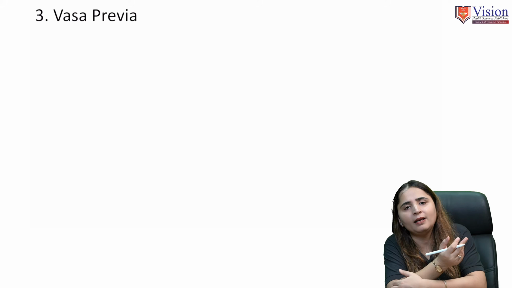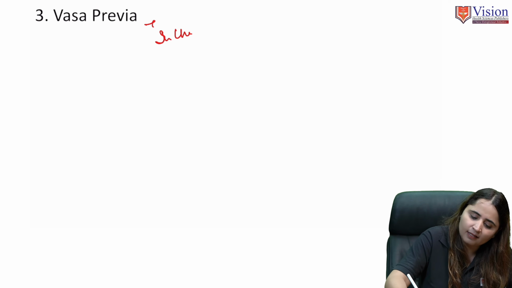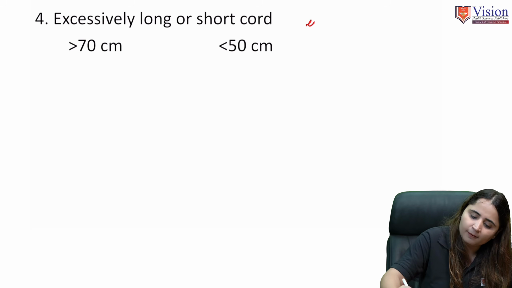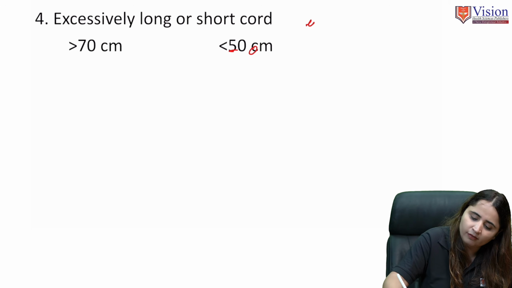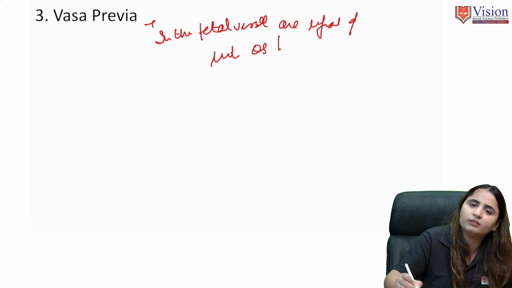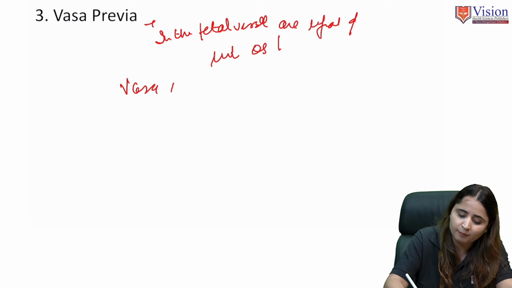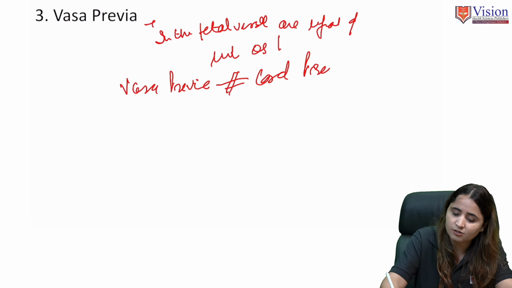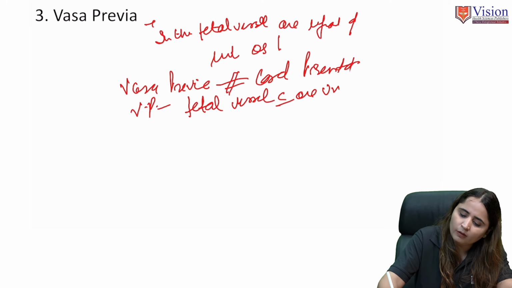And now another abnormality is vasa previa. So what is vasa previa? In this, the fetal vessels, that is amnion and chorion, are in front of the internal os, or we can say that they are in front of the presenting part. But always remember that vasa previa is not synonymous with cord presentation.